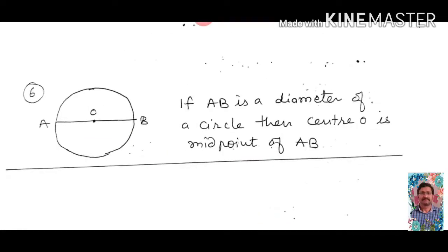Look here, this is point number 6: if AB is a diameter of a circle, then the center O is the midpoint of AB. We already know that O is the midpoint of AB. So if A and B points are given, you can find the center.